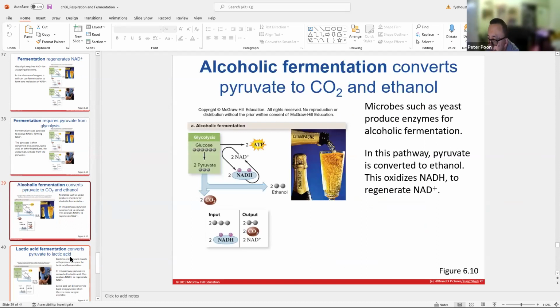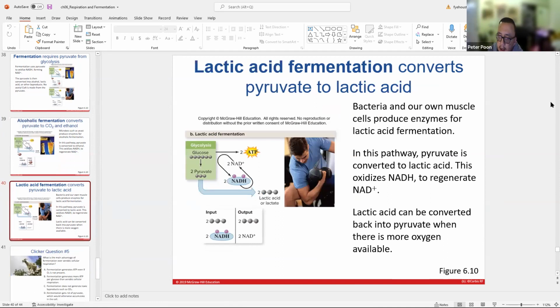So we use yeast to produce alcohol. And then humans build up lactic acid. Lactic acid can be converted back to pyruvate when there's oxygen available. So lactic acid is a temporary storage. We can convert it back to pyruvate, and then from pyruvate, we convert it back to sugar, all the way to burn it again. Or we can just burn pyruvate.